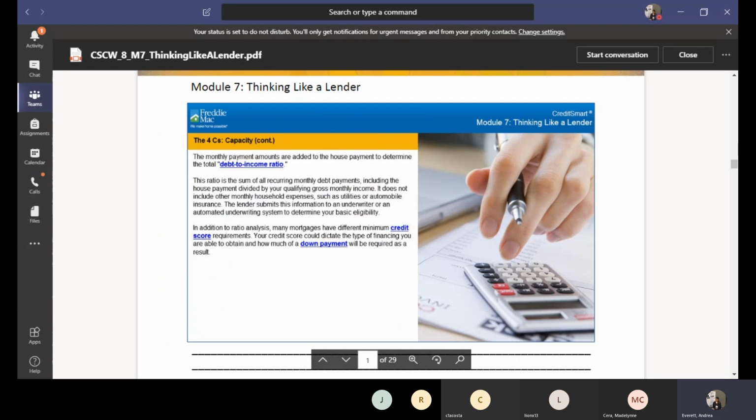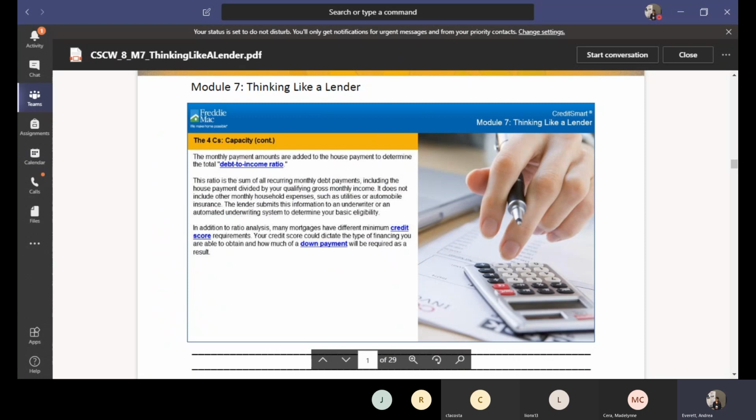Many mortgages have different minimum credit requirements. With your credit score, you know that's a numerical value determined by a statistical model based upon past credit behaviors, and it predicts the likelihood of your future loan default. So the higher your credit score, the less likelihood of a future loan default. And then your down payment: lenders are going to want, especially on a home mortgage, a certain down payment as a result of your credit score. So the higher your credit score, maybe the lower the down payment amount.